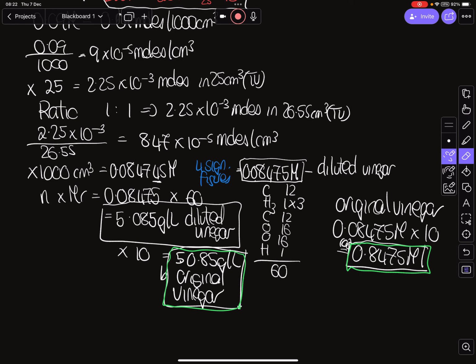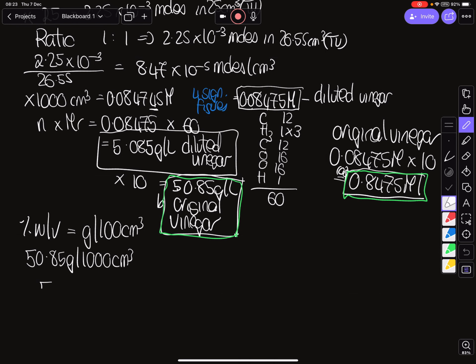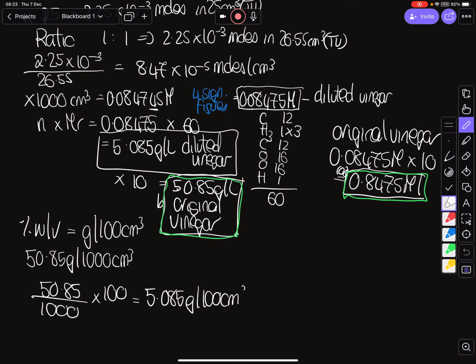So the last little bit is percent weight per volume. And again, if I had €1 for every time someone got this wrong, I would be so rich. So it means grams per 100 centimeters cubed. So I know I have 50.85 grams in 1,000 centimeters cubed. So I need to find out what's in 1 by dividing it by 1,000 and multiplying it by 100. And that will give me 5.085 grams in 100 centimeters cubed, which is exact same as saying 5.085% weight per volume. This is my last part of C.